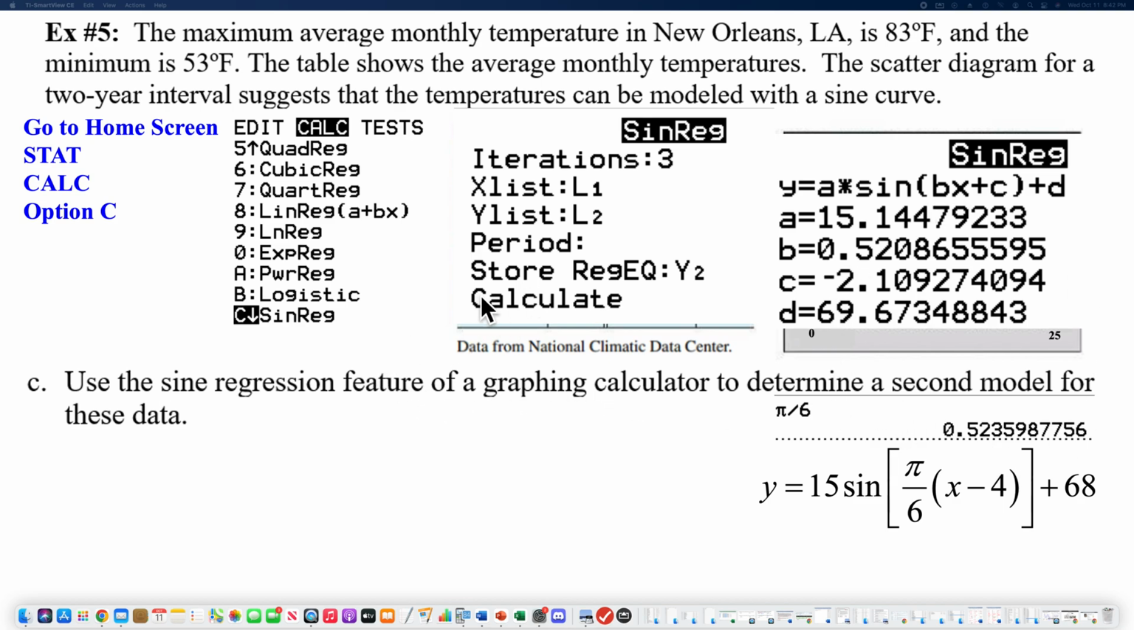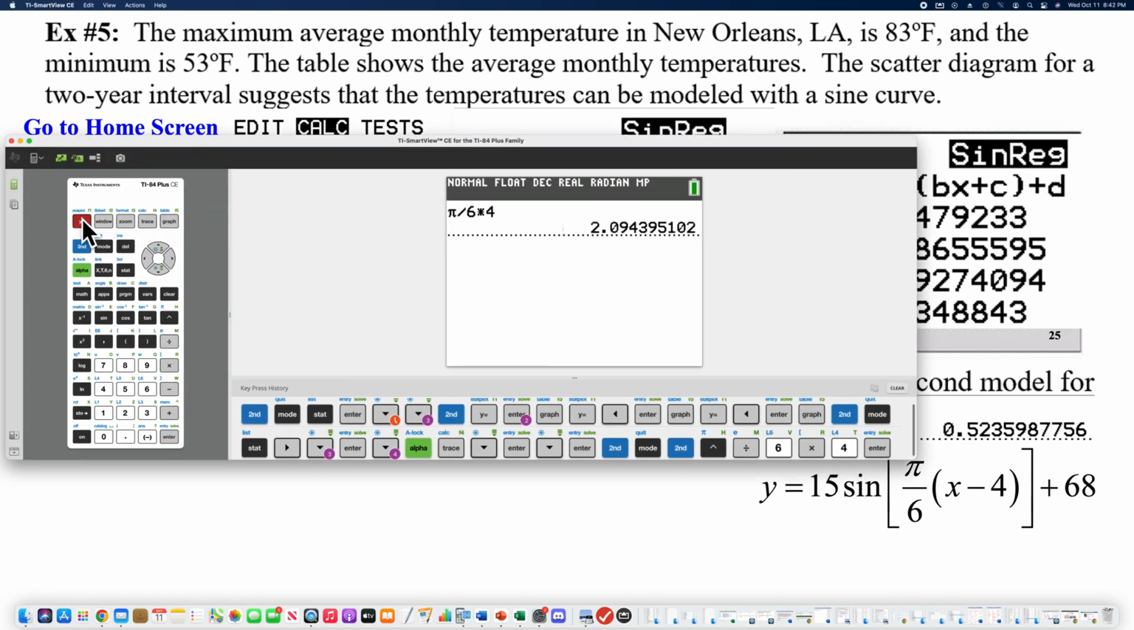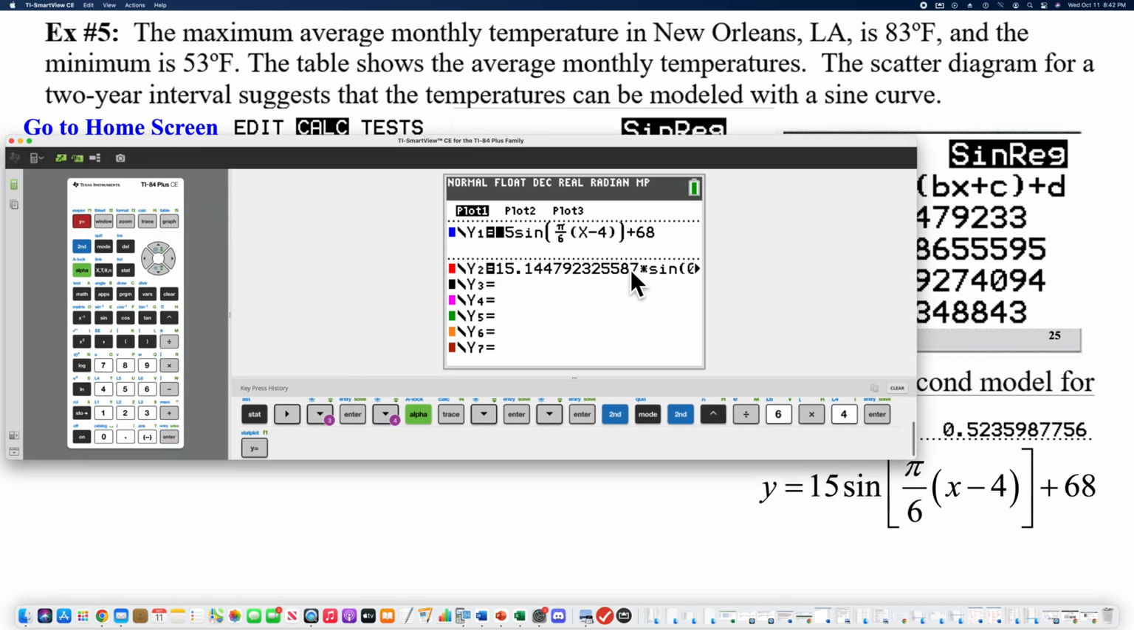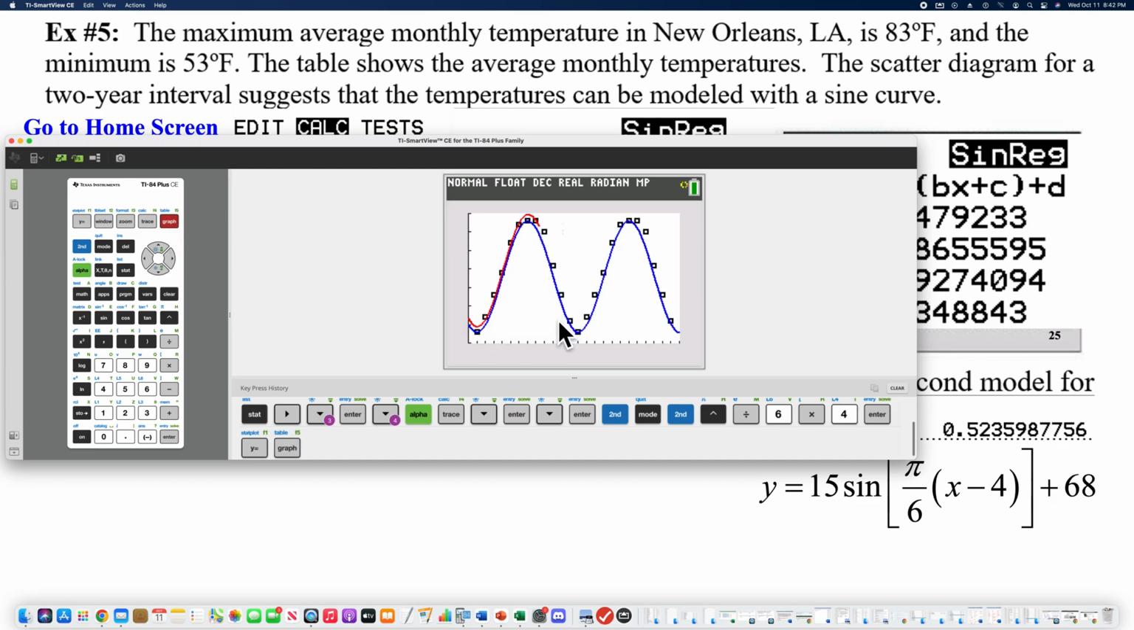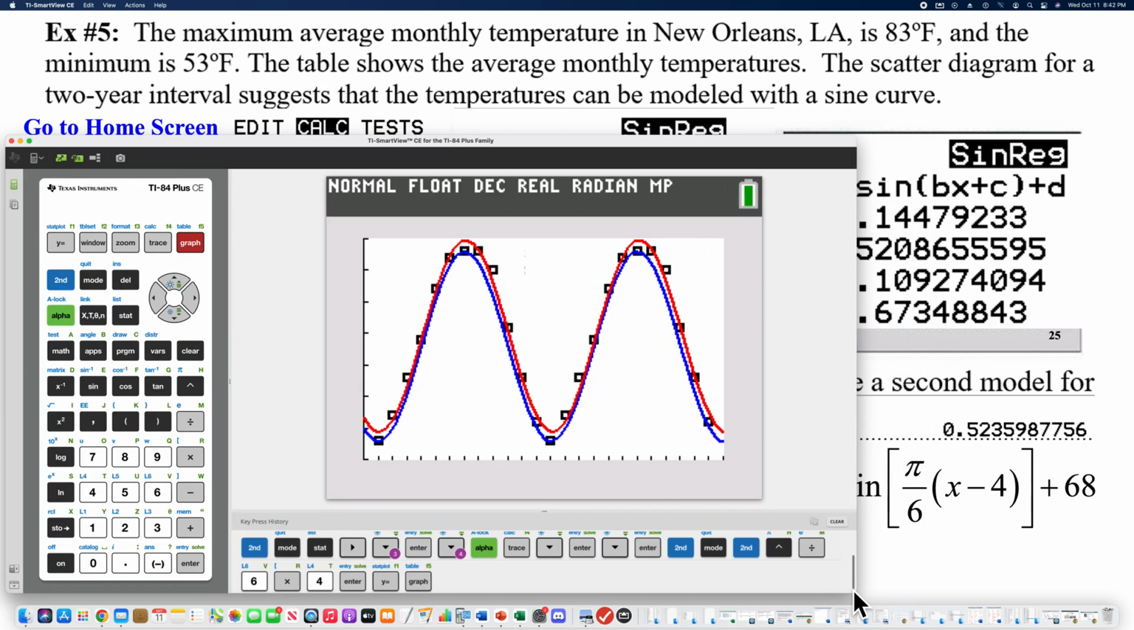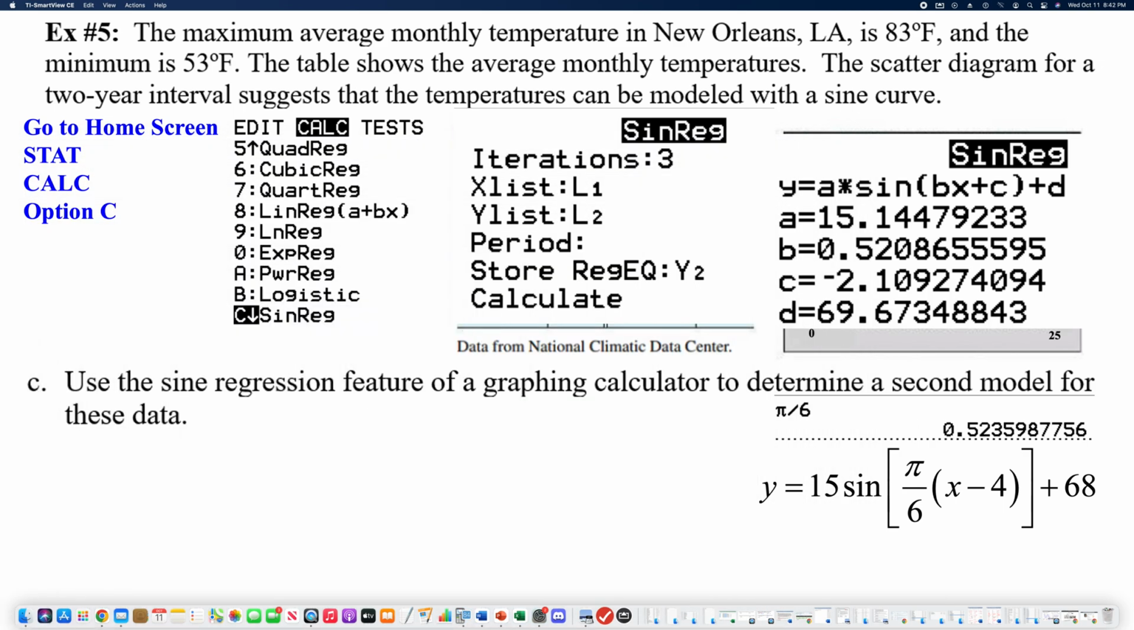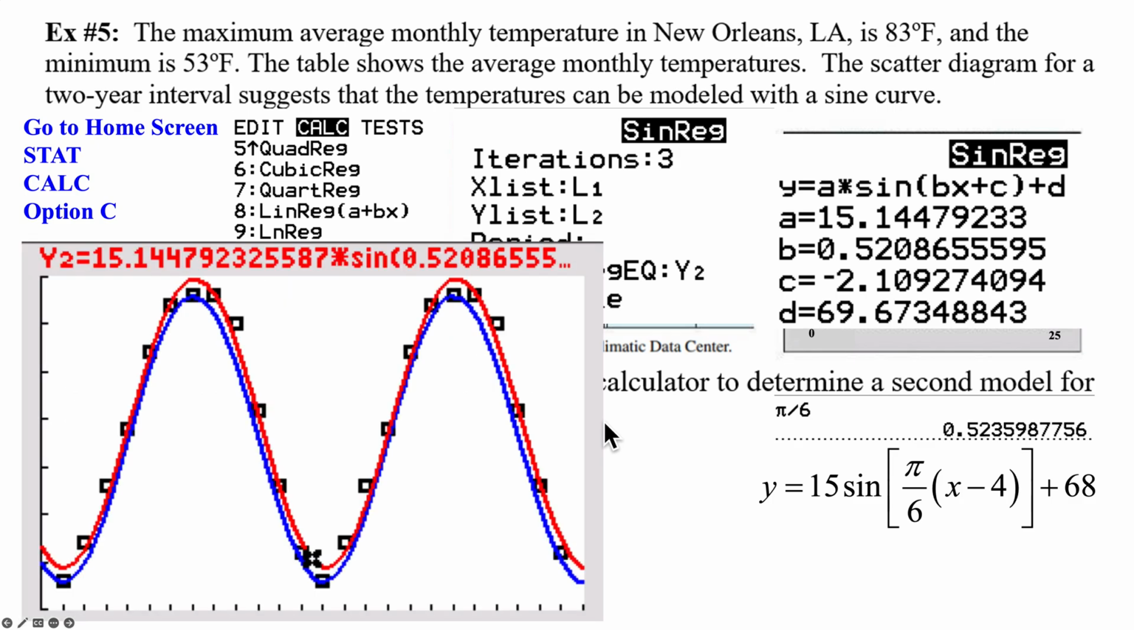So now, graph, you go to y equals, just to show you what's there. It has the calculator's version, lots of decimals. We graph it, and there's the, in red, the calculator's version of the sine curve. Pretty good with what we have going there. And there's the graph, the screenshot. And that's how we do sine regressions in our calculator.